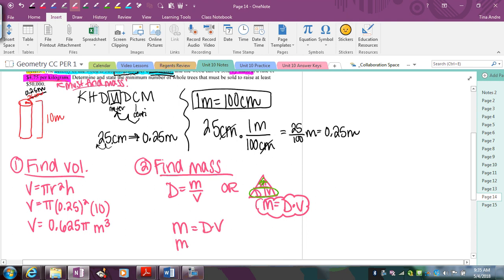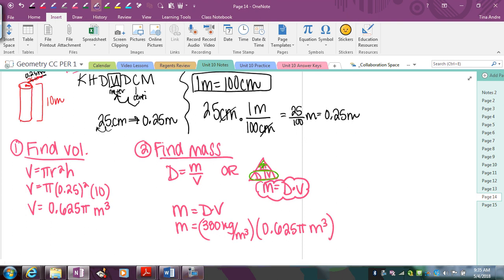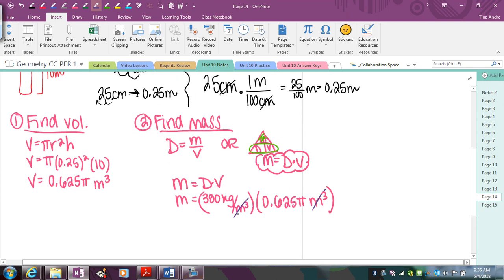My density is given to me in the problem, 380 kilograms per cubic meter. Notice I'm keeping the units, that's important. And then I have the volume, 0.625 pi meters cubed. Again, being careful with those units. Now I see that these meters cubed are going to cancel, one in the numerator, one in the denominator. So my mass, when I multiply these, will be in kilograms.